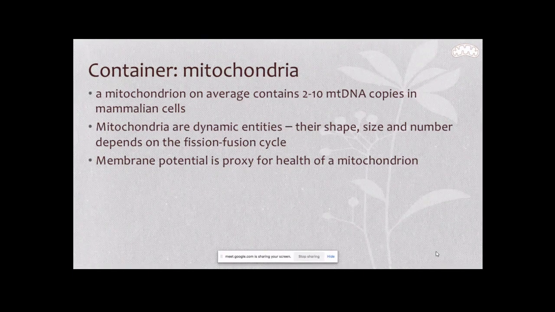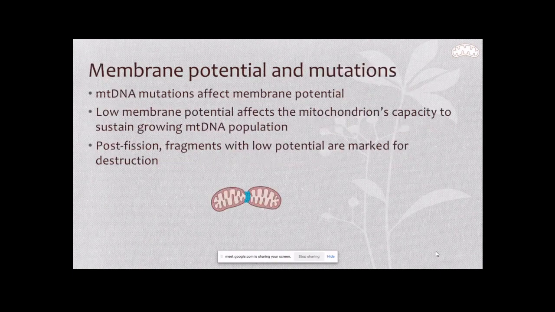So when we say it is a dynamic thing, there is something called mitochondrial membrane potential, which is basically just the proton reservoir, the pool of protons that are present in the intramitochondrial space. I think this is all basic biology. Most of you will always know this. So this membrane potential is basically a proxy for health of a mitochondria. And mutations and membrane potential go hand in hand.